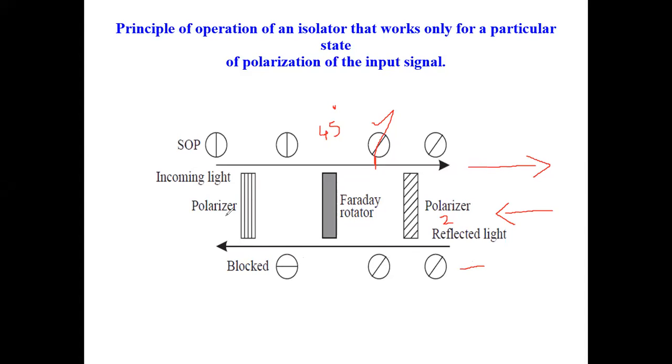Now when it enters the first polarizer over here, what was its state of polarization? It was vertically polarized, and this is horizontally polarized. So there is a total mismatch between the state of polarization of the first polarizer and the signal over here. So what will happen is, this polarizer will totally block the signal and it will not allow it to come out.